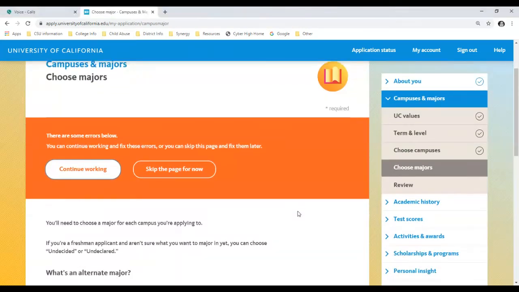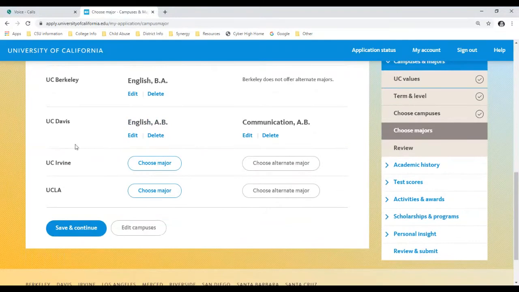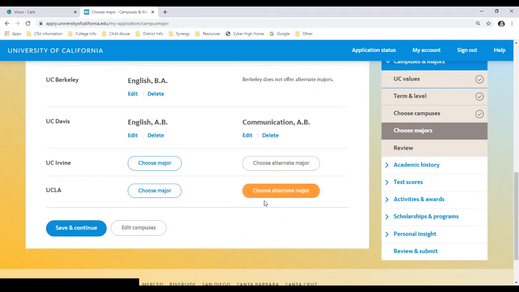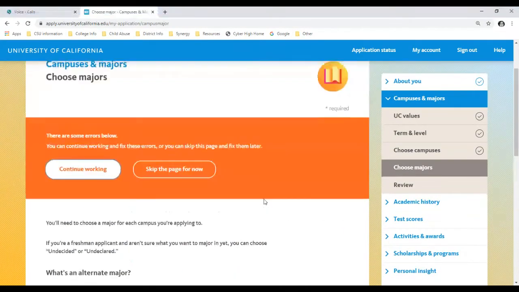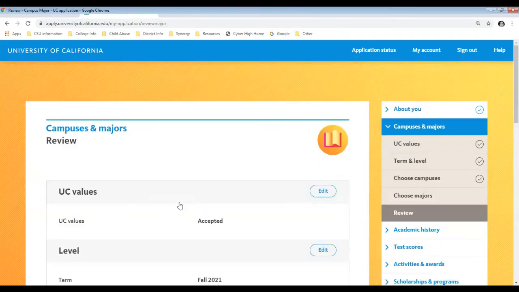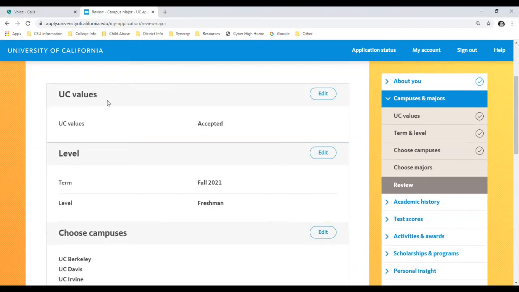Okay, so it says there are some errors. You can continue working and fix these errors, or you can skip. So basically, it's going to tell you that because these 2 schools right here, they don't have a major. So I am going to skip for now, just because I want you to see the next part. So campuses and majors. As you can see, the check on the right-hand side is going to tell you that you completed those pages, and it's going to take you to the next one.